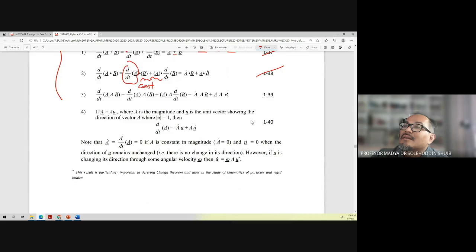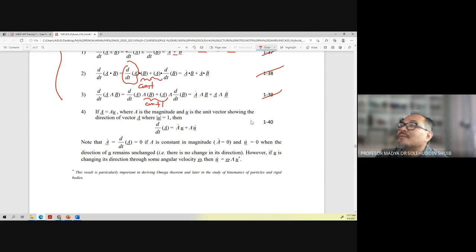Same thing for cross product. You start to differentiate the first part, which is A, and the other one is constant, and for the second part you make A constant and you differentiate B. So you get A dot cross B plus A cross B dot.